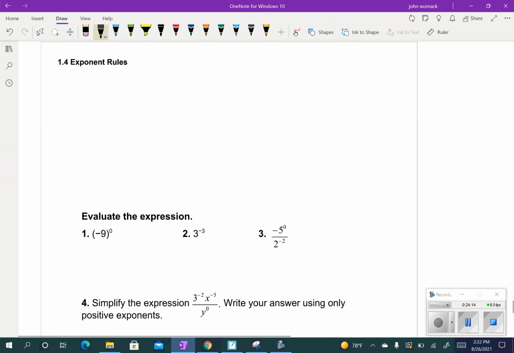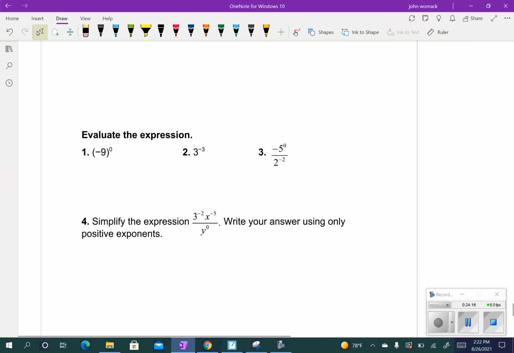So here's just a couple more quick ones, really fast. Negative 9 to the 0 applies to the whole thing. That's just 1. 3 to the negative 3. Before I can evaluate that, I have to take the reciprocal. So 1 over 3 to the third. Well, 3 to the third is 3 times 3 times 3. Comes out to be 27.